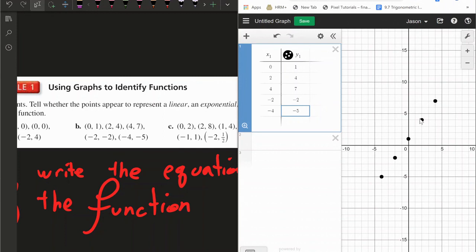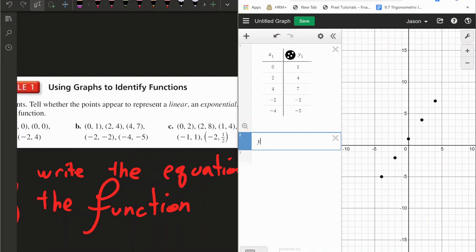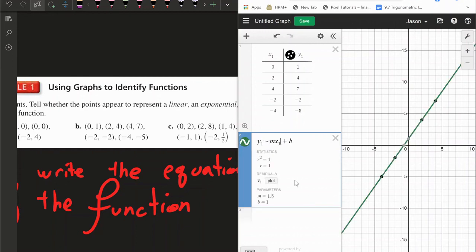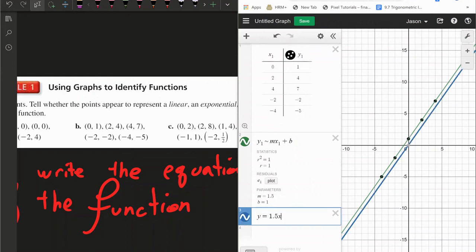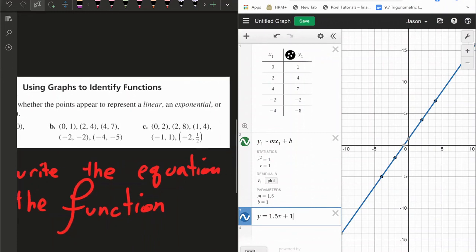It's going in a straight line here. So I would use y equals mx plus b. But again, not equals, approximately, y1 approximately mx1 plus b. And here it tells me that m is 1.5 and b is 1. So my equation is y equals 1.5x plus 1. Okay, let's do one more.